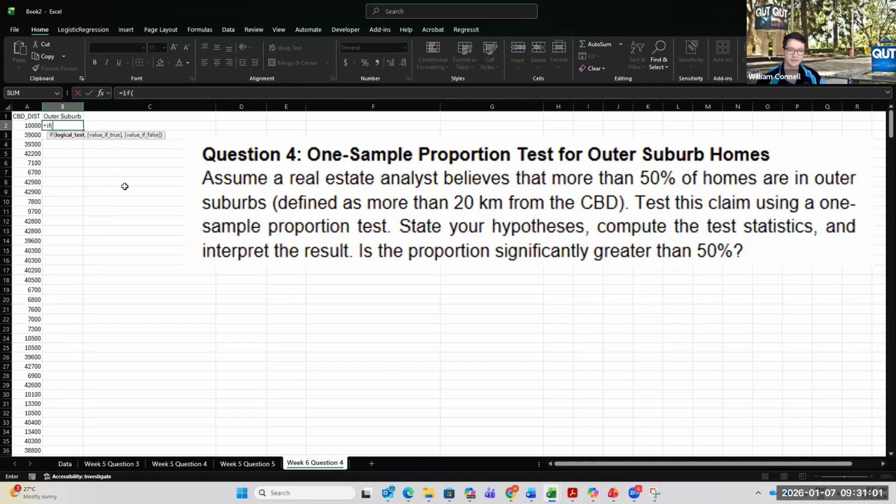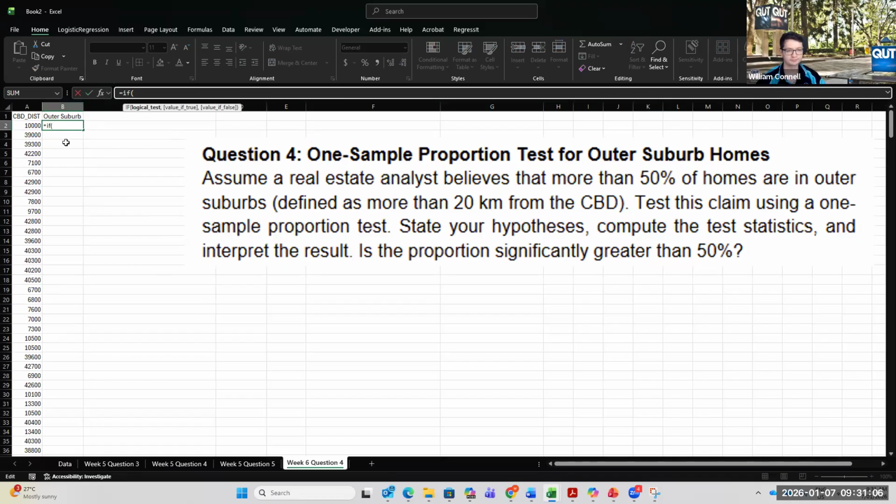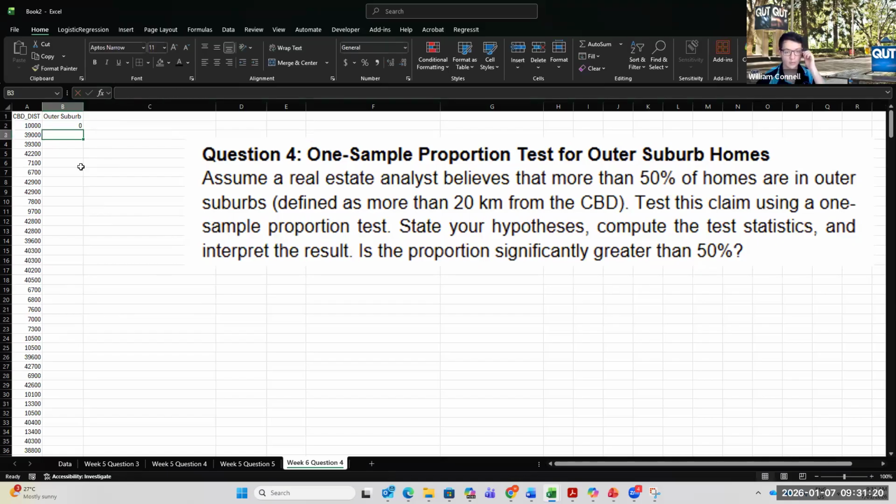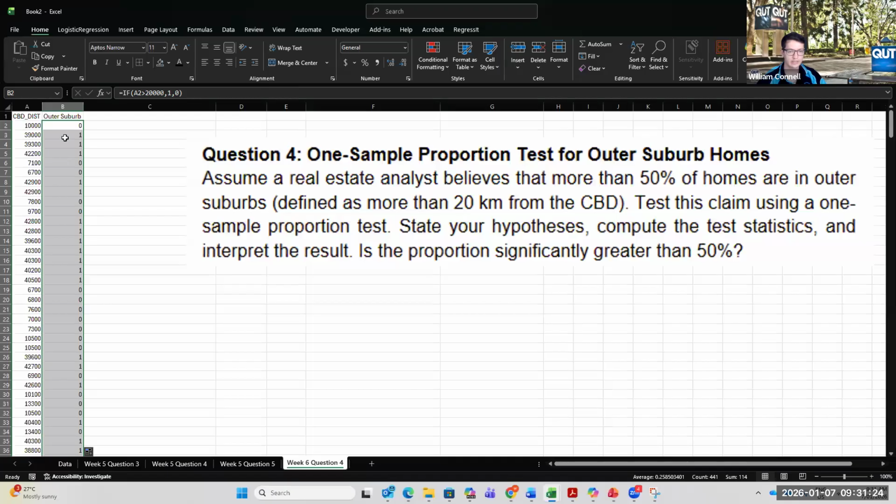And we're going to use the IF formula as a way of doing this. So it's going to be equals IF some particular house is greater than 20 kilometers, so 20,000 meters, we're going to put a 1. Otherwise, we're going to put a 0. Close bracket. When we're happy with the formula, let's just drag it down. There we go. We have indicated which of these houses are more than 20 kilometers away.